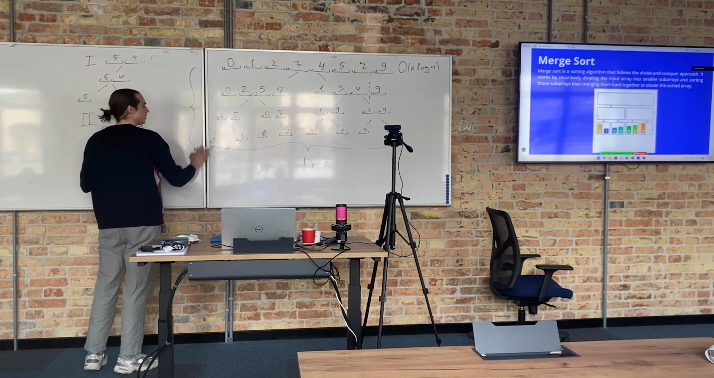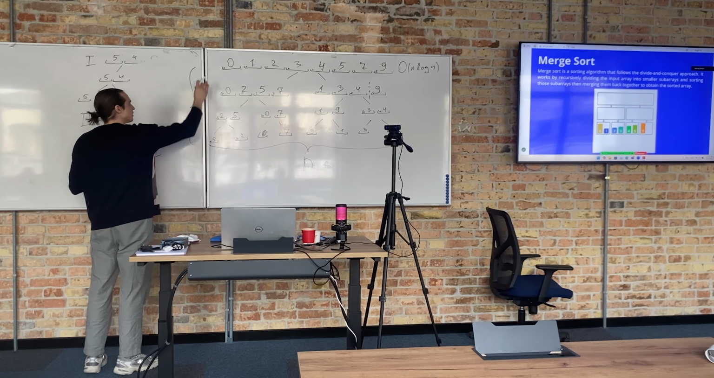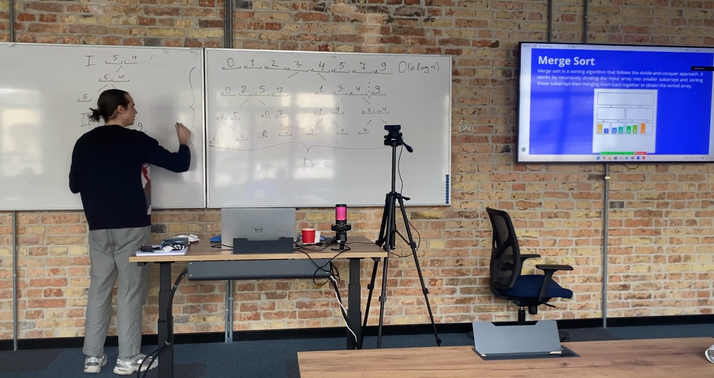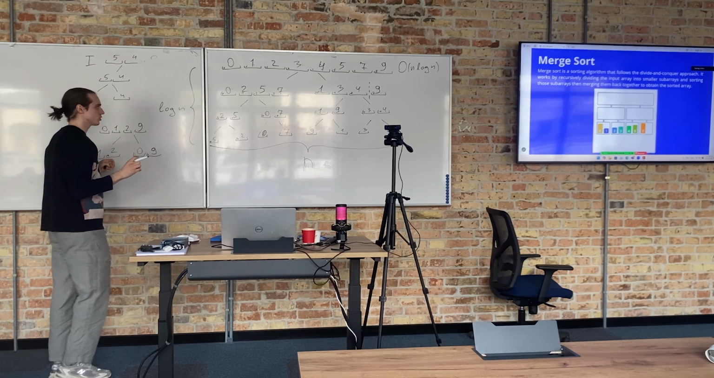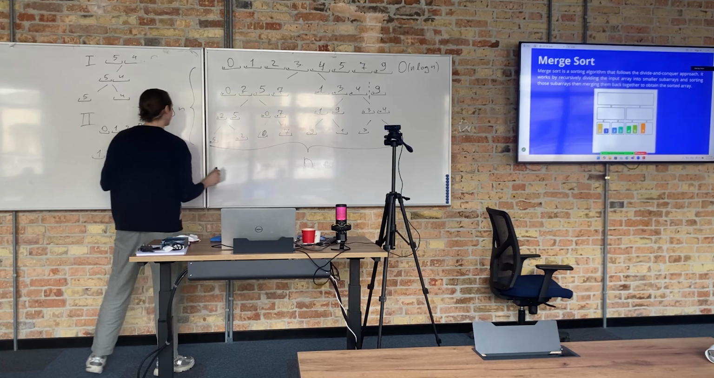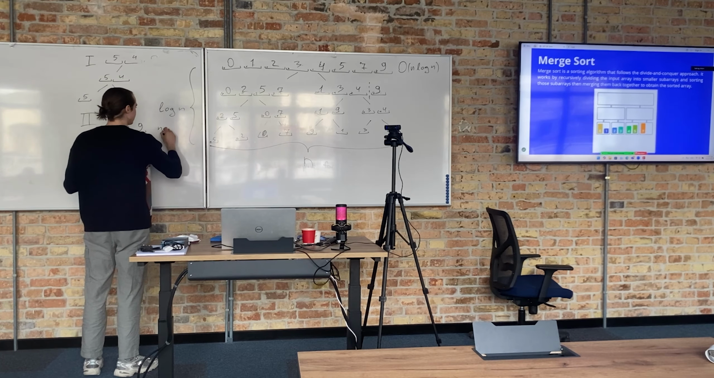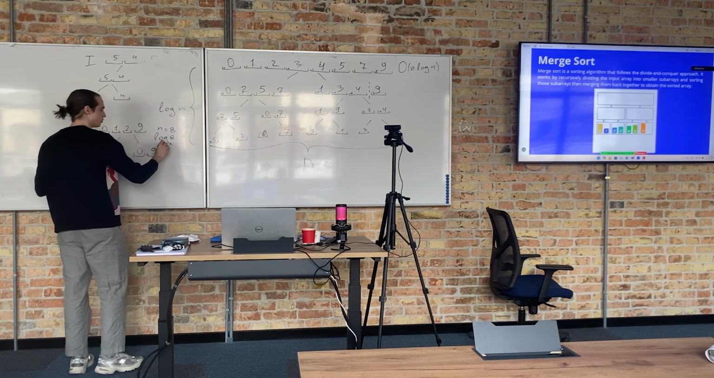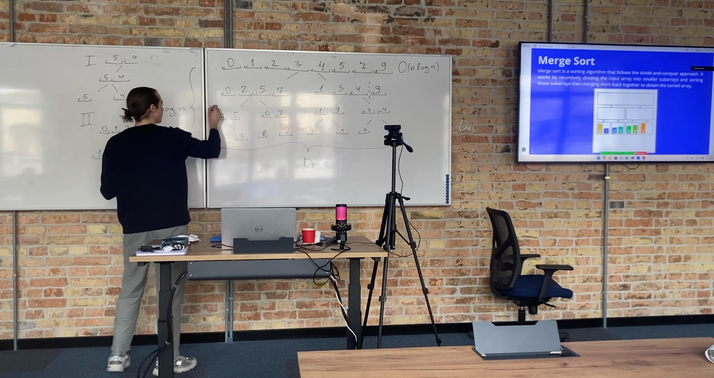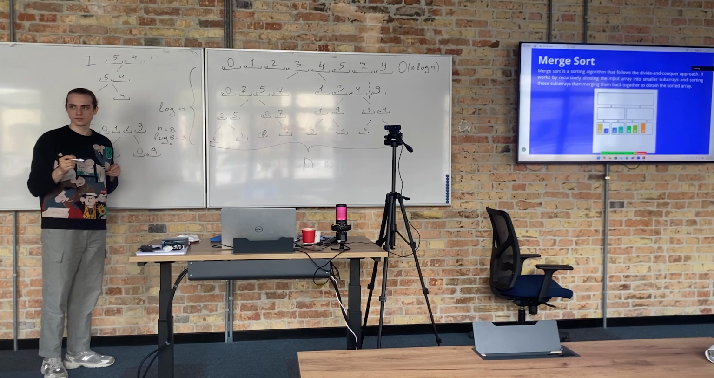And here, what's the depth of recursion? It's log n, like in binary search. Because here, for example, we have 8 elements, right? N equals 8, and log base 2 of 8 is 3. And here we have 1, 2, 3 layers. Makes sense?